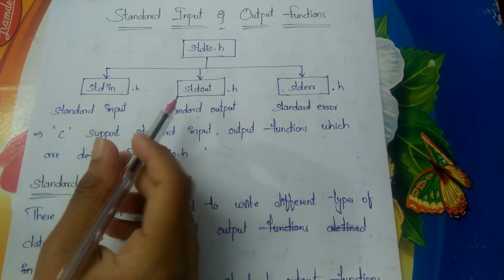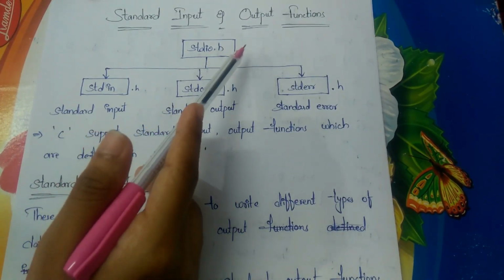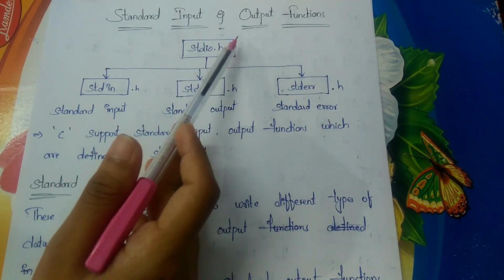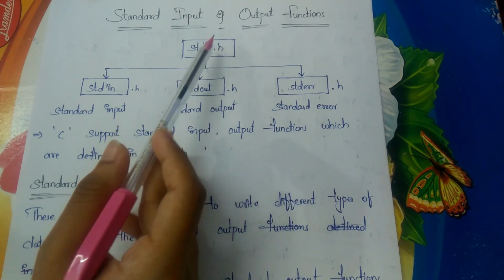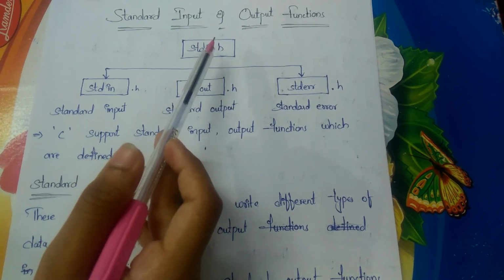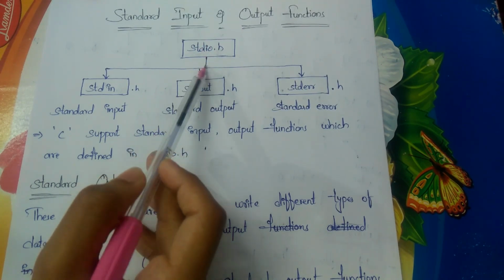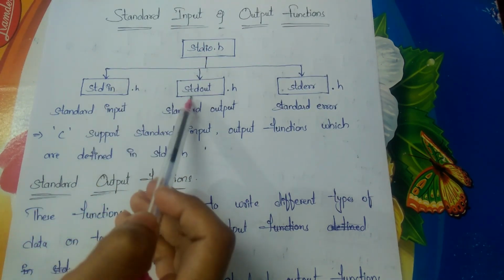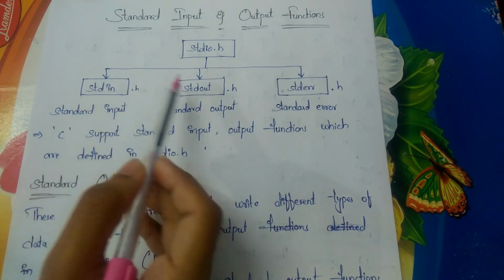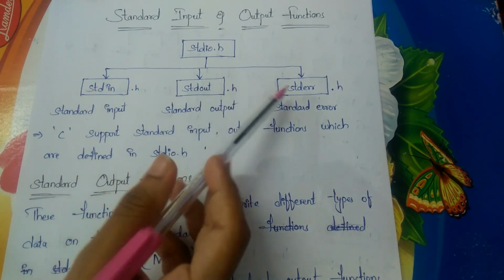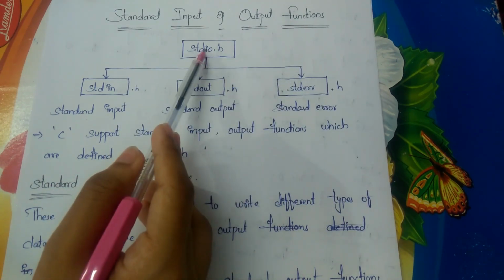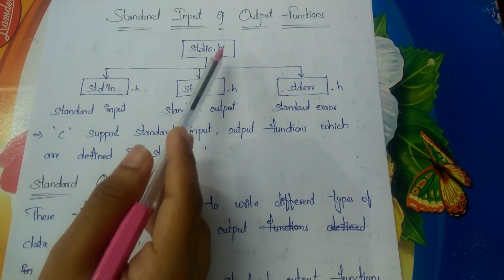Now here is a new topic, that is standard input and output functions. So all the input and output functions are defined in a header file. That header file is the standard input output header file, stdio.h. In this stdio.h we have standard input, standard output and standard error, that is stdin, stdout and stderr. These are all defined in the header file stdio.h.